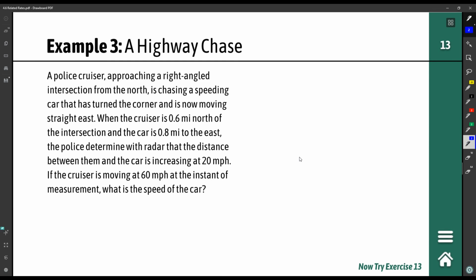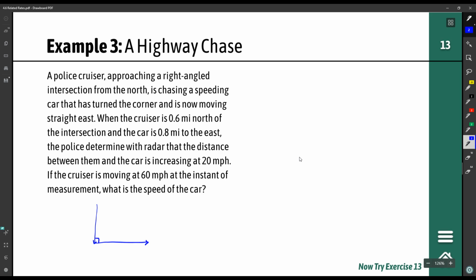A police cruiser approaching a right-angled intersection from the north is chasing a speeding car that has turned the corner and is now heading straight east. So I'm going to pause right there for a second and start my model. A police cruiser approaching a right-angled intersection from the north. So he's going this way. A right-angled intersection. He's chasing a car that's turned the corner and it's now moving east. So that would be this way.